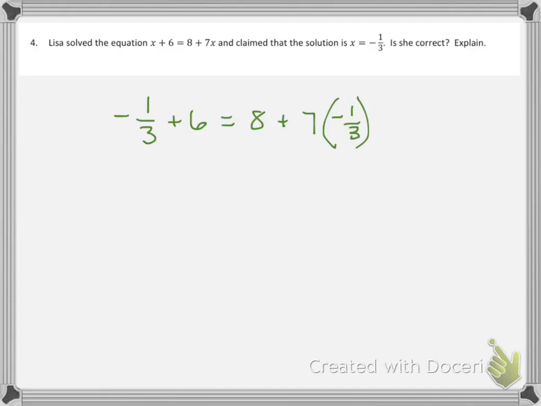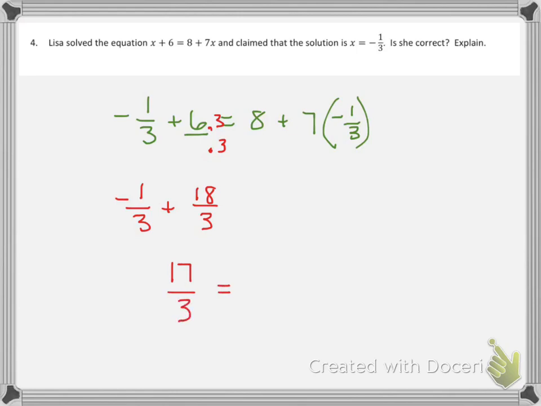Oh, not fun, right? Well, it's a lot easier if we make the denominators the same. So I'm going to change this 6 into a number with a denominator of 3. In order to do that, I just need to multiply the top and the bottom by 3, and that gives me negative 1/3 plus 18/3. And now it's easy to add these. A negative 1/3 and a positive 18/3 gives me 17/3. So there's the left side.